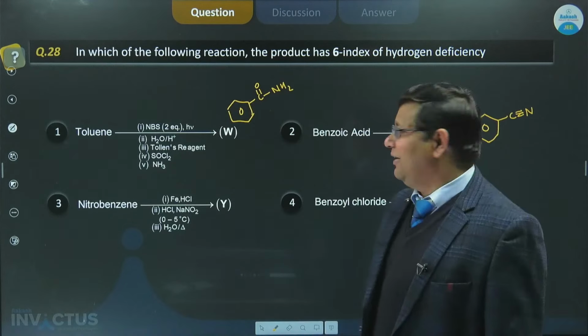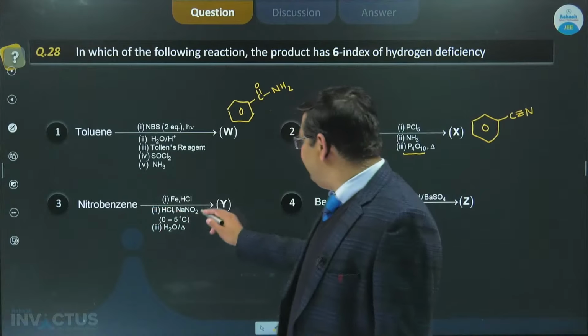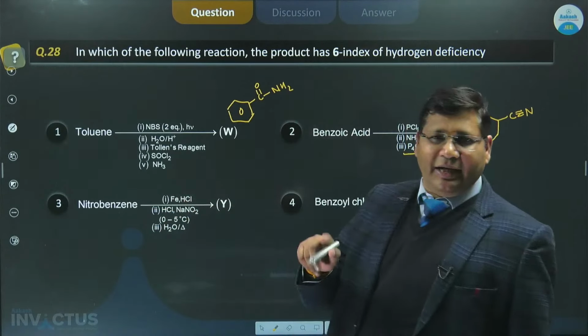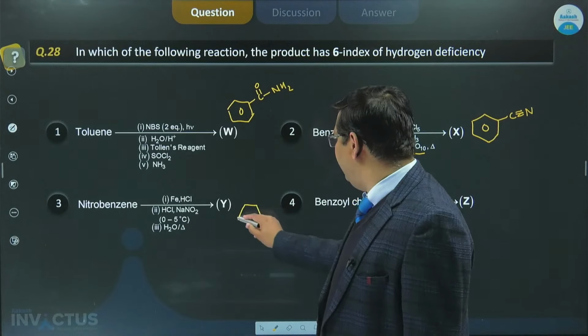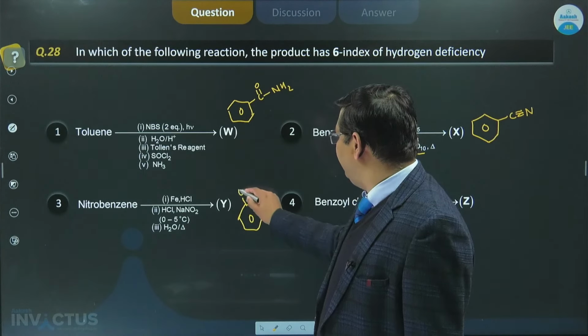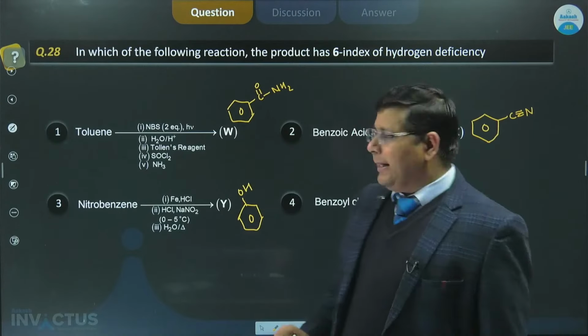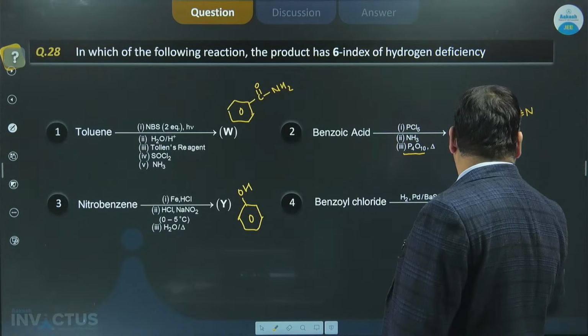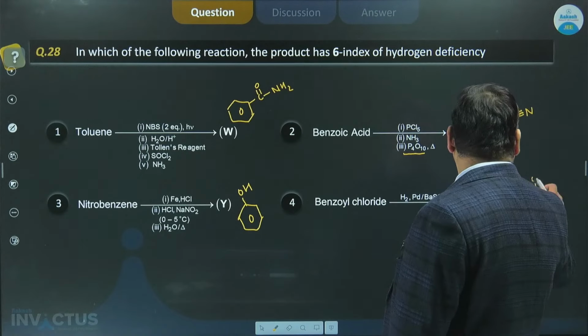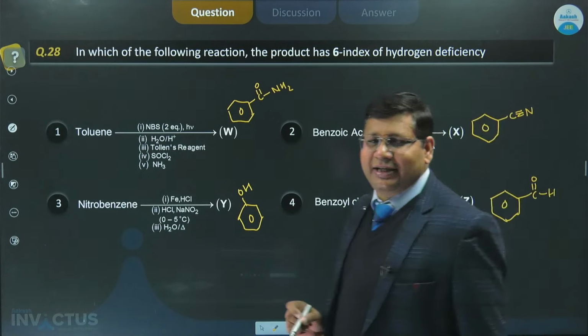benzene carbonitrile, right? And in case of nitrobenzene, there is reduction, then followed by NaNO2, that is diazotization, and then water, it will give you phenol. So Y will be phenol, right? And in next case, benzoyl chloride with H2/Pd, this is Rosenmund reduction, very famous question. So you will get benzaldehyde as a major product.